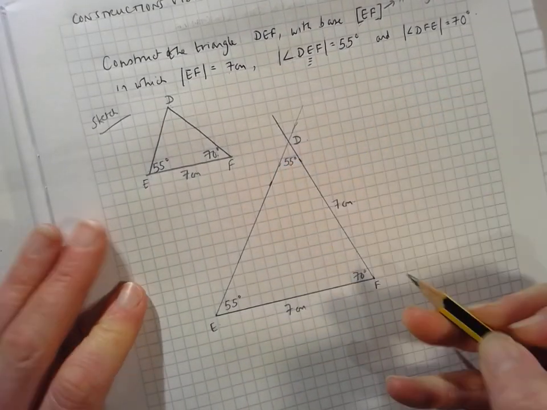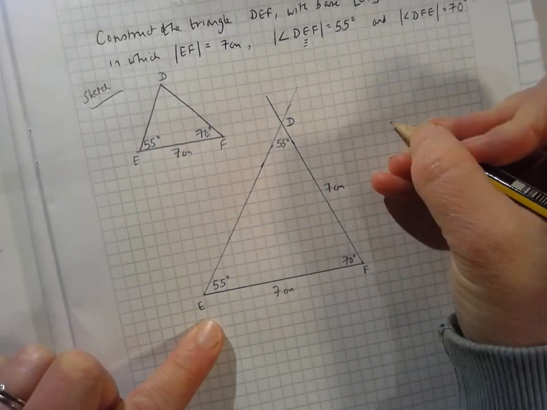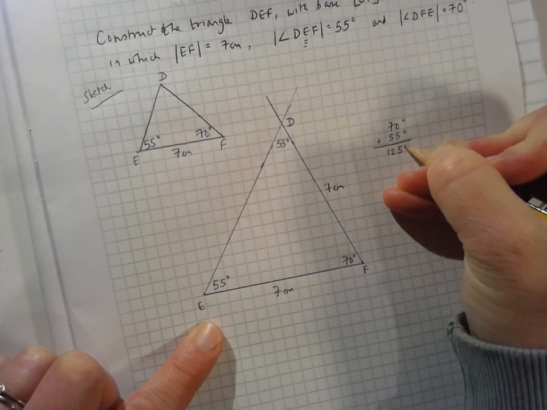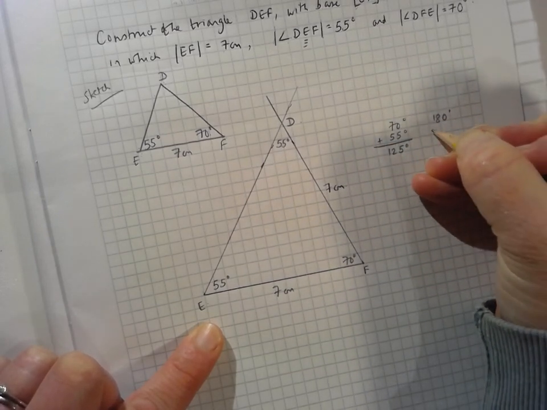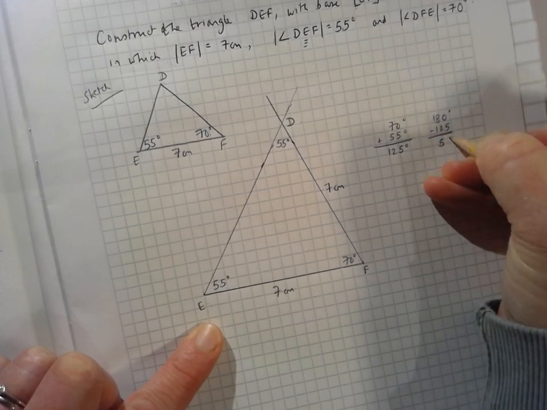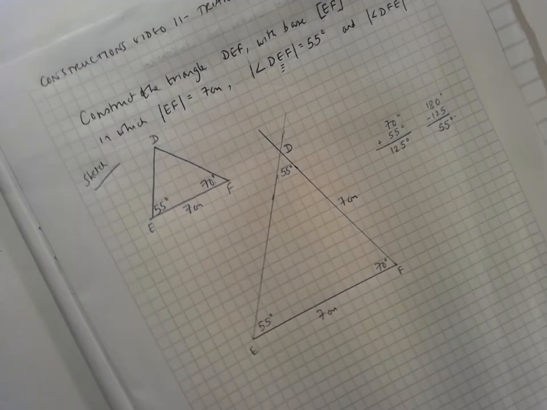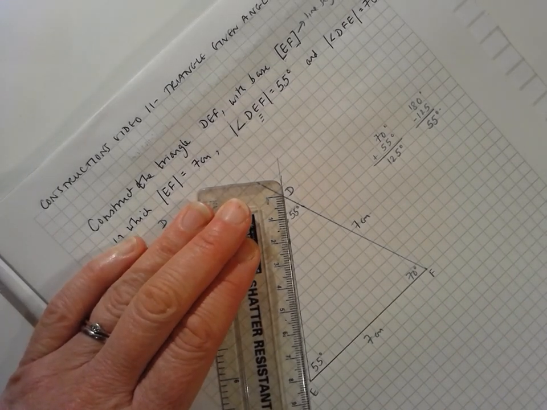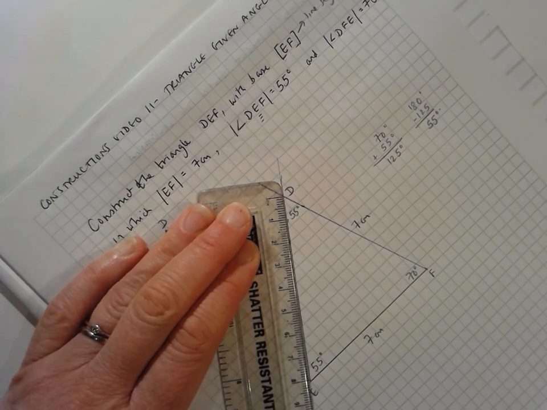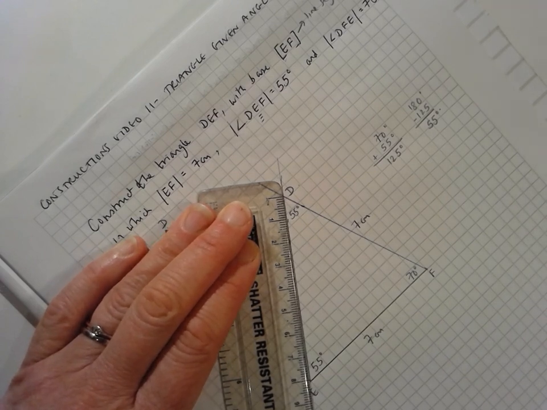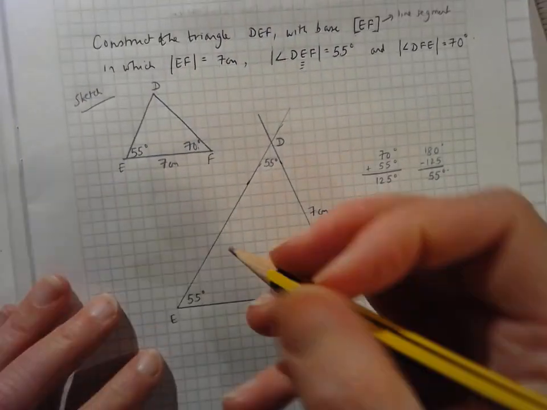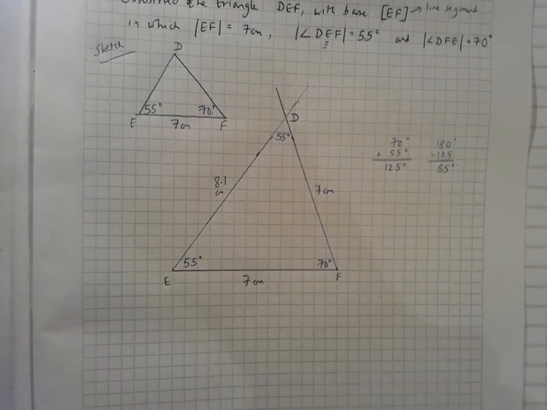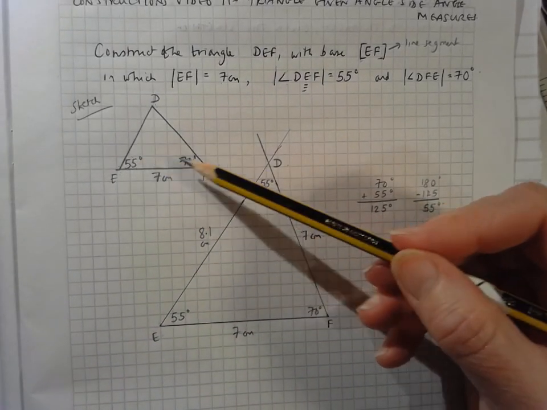And how did I know that was going to be 55? Because I already have a 70-degree angle and a 55-degree angle, so 125 degrees in the triangle altogether. There's 180 degrees in a triangle. If I subtract those, I get 55 degrees. Let's just find out what the third side will be in length. It'll be close to 8.1, let's say 8.1 centimeters. Okay, so that was when we were given an angle, and a base side.